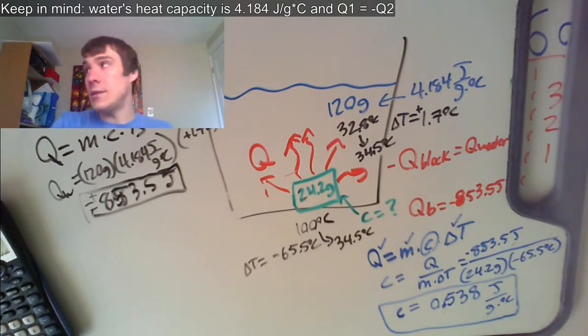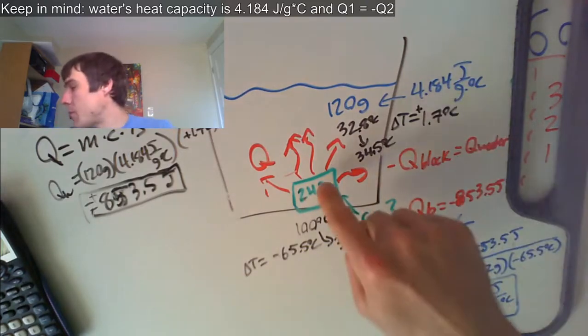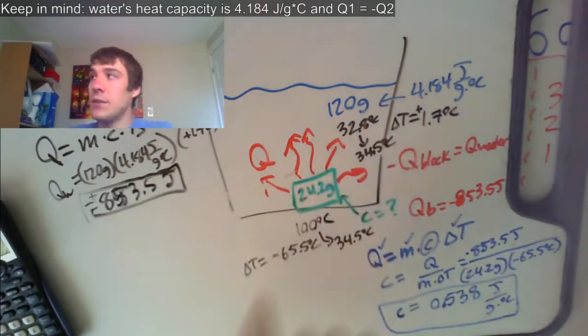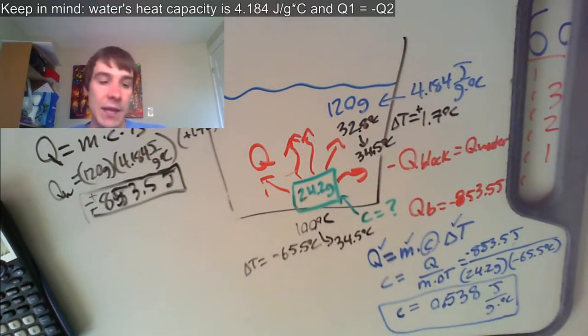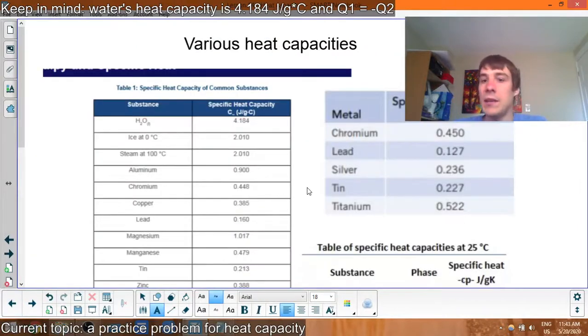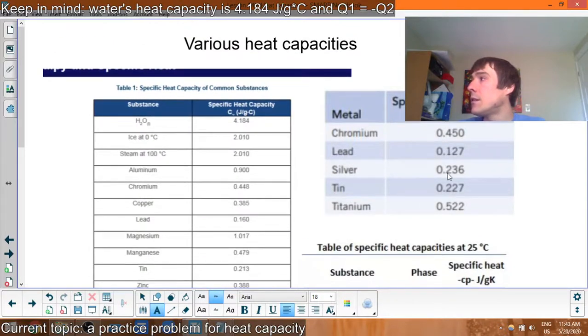And so you can figure out what the heat capacity of this metal was by just measuring how heavy it is, how much water you have, and the temperature difference, the temperature change. It's a way to actually figure out what metal you have. So let's do that. Let's figure out what metal we had. It was 0.54. If we go back here, those are kind of low.